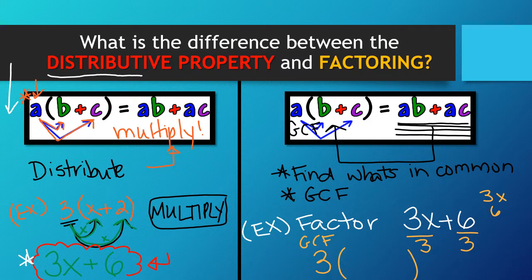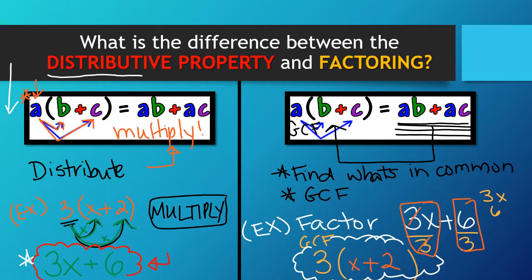And then I'm going to look at each term and see what's left. So if I look at this very first one, I do 3x divided by 3. And 3 divided by 3 is just 1. And so that really leaves me with a 1x, or just x. When I look at my next term, I have 6 divided by 3, which gives me a 2. And that's a positive 2, so I put a plus sign here. And now I'm done. So once you've taken out your GCF, that's called factoring.